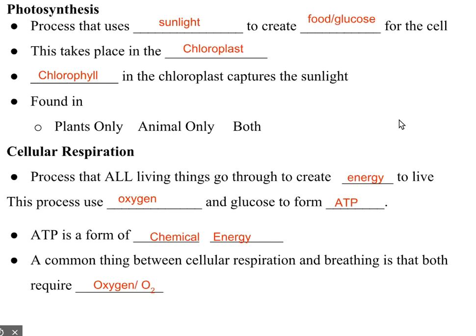Cellular respiration occurs in the mitochondria. It is done in both plants and animals, and photosynthesis happens in the chloroplast, and only plants do it.